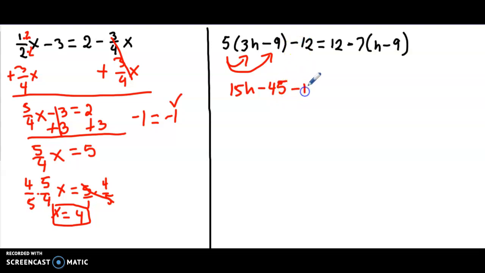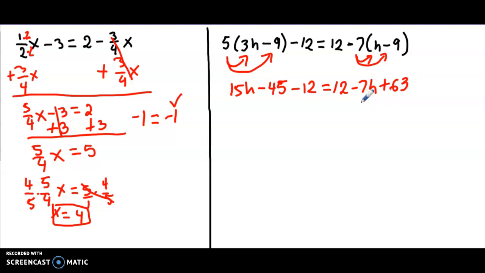Bring the -12 down. And I'm on the right side. The 12 is by itself. It has nothing to do with the parentheses. And I do have to distribute the -7, not the 7, the -7. This times this is -7h. And a negative times a negative is positive 63.